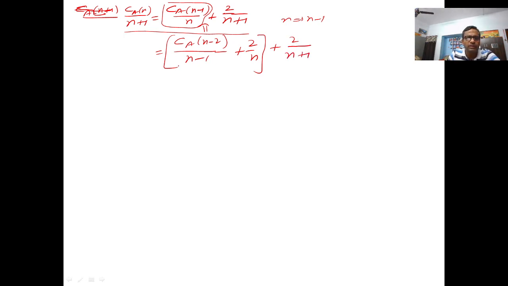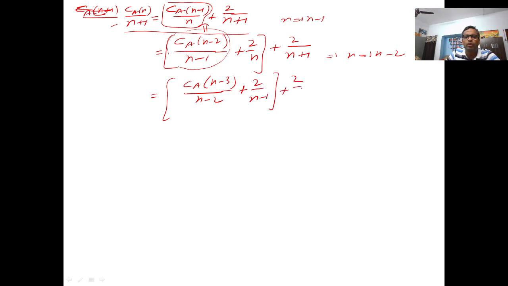Now try to put the value of this expression using your equation number 4 again. For doing this, we need to replace n by n minus 2. If we do this, then what we get is CA of n minus 3 upon n minus 2 plus 2 upon n minus 1. 2 upon n plus 2 upon n plus 1 were our earlier parts. Just try to proceed in this way.